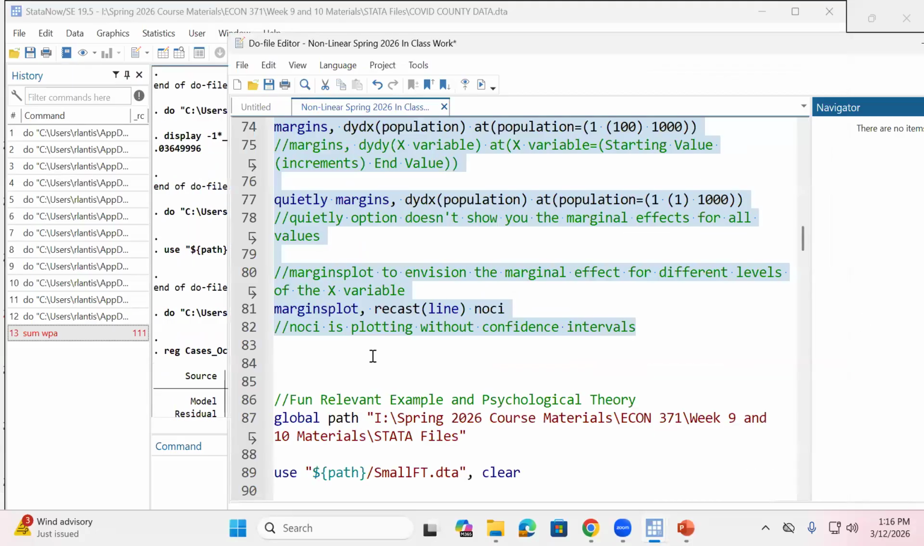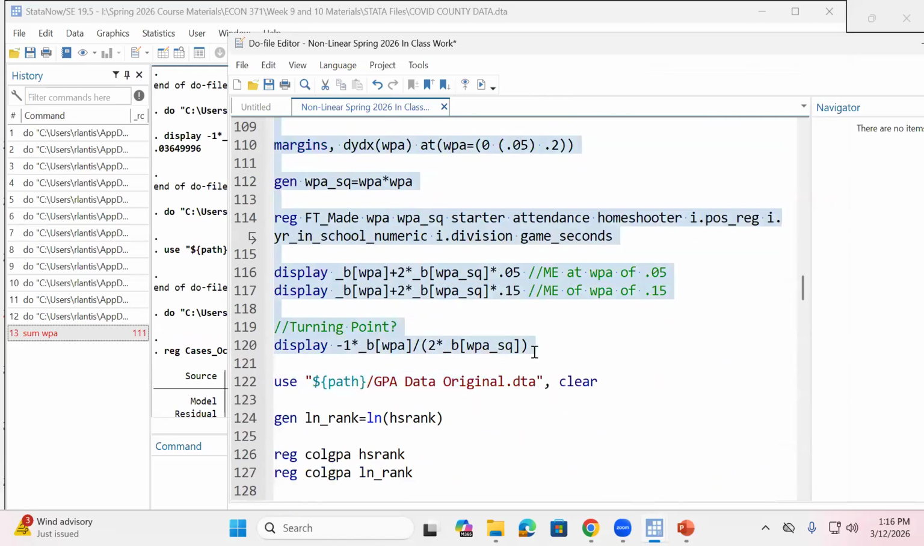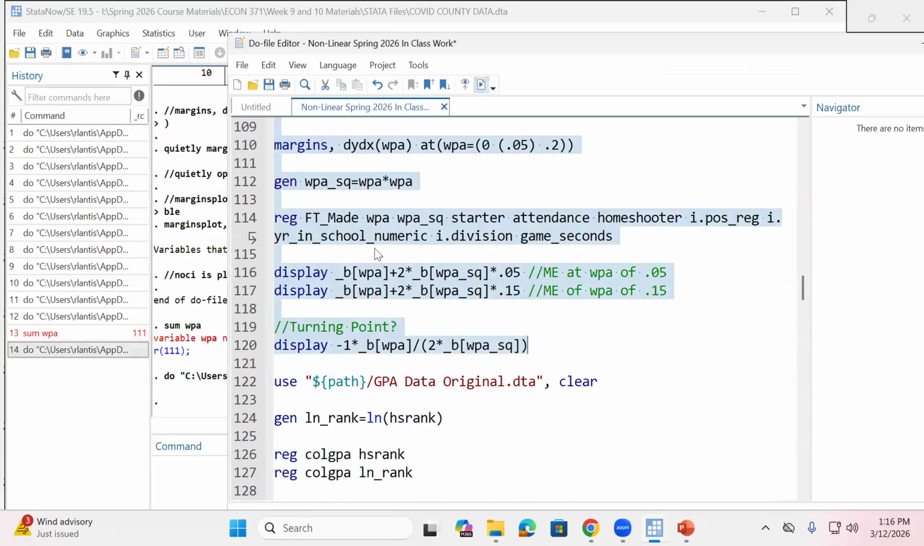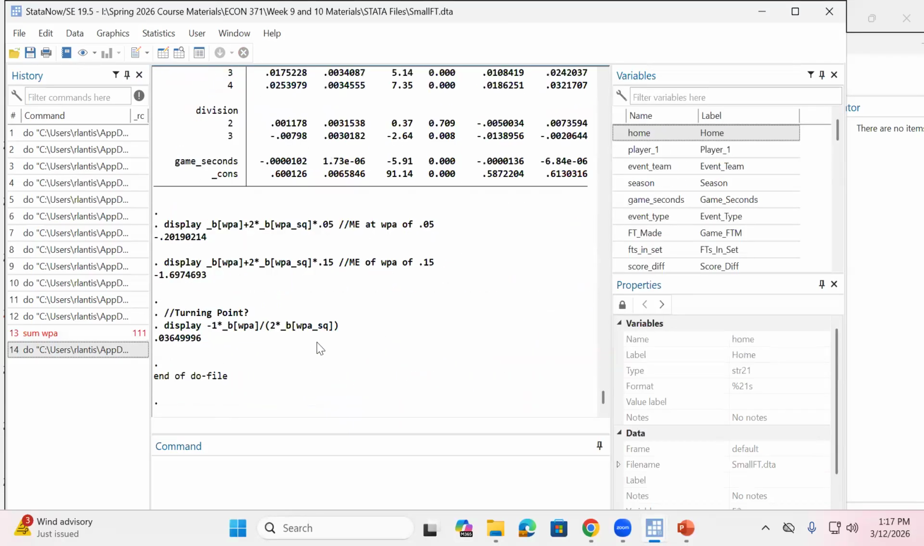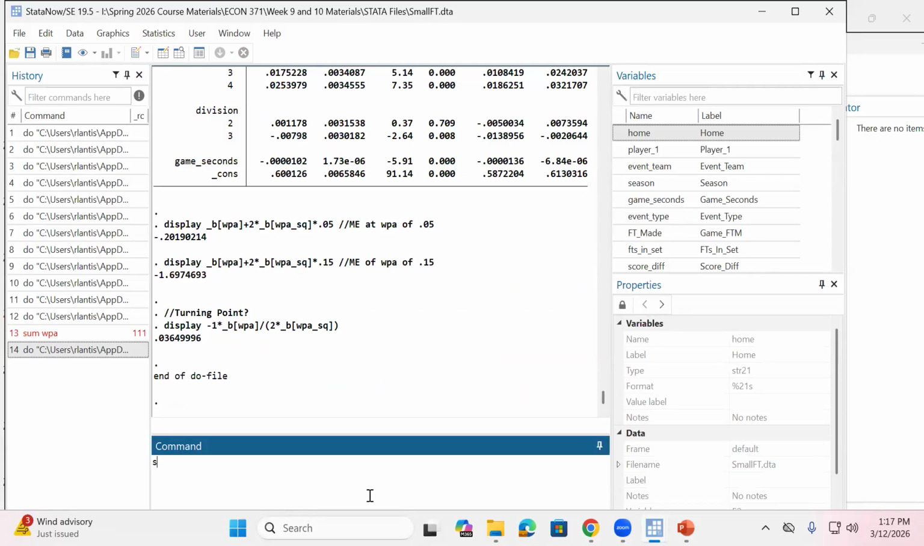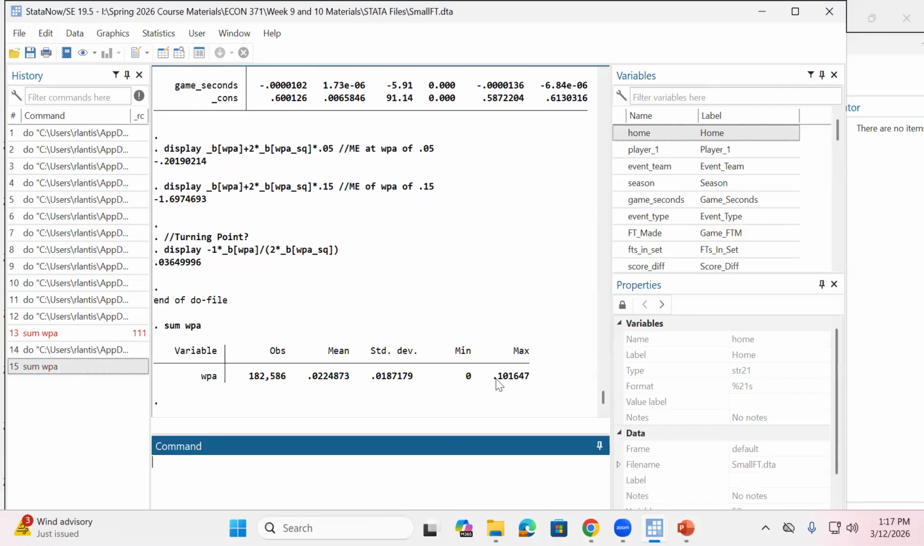What's one way to maybe check? I'll go back, open this up, and come back down here where we calculated that turning point. One way to check to see if this turning point exists. Now, in our earlier example, it's pretty easy. We know population can't be a negative value. Here, if I don't really know what this WPA variable is, and I don't know the range, what's one easy way I could check it? Just summarize it real quick. And I see, oh, it is only between 0 and 0.1 in this data set.